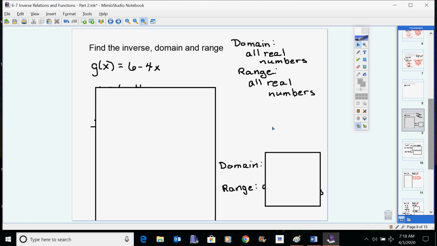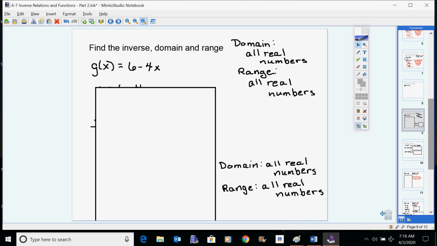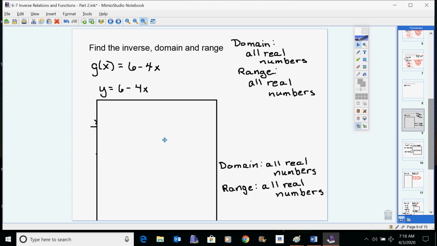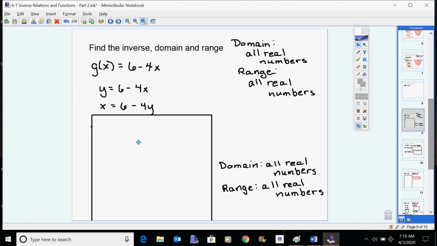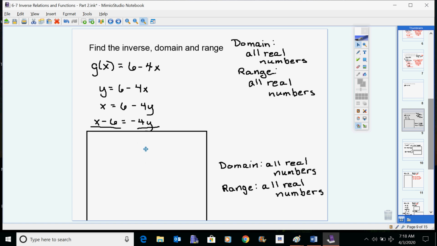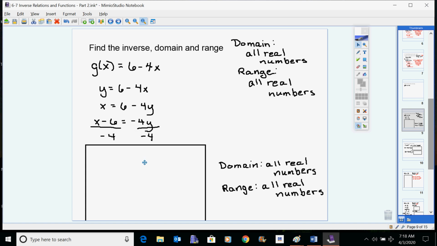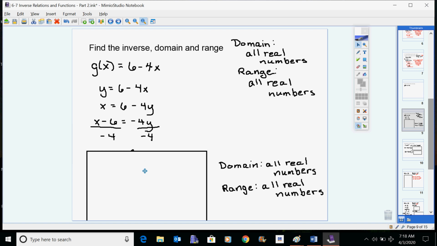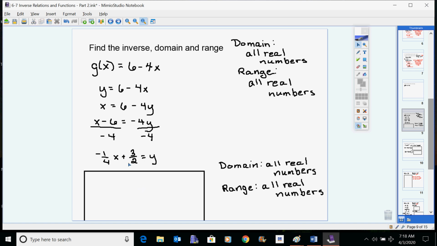So just jumping ahead a little bit, reverse them. It's still the same. The domain and range of the inverse will still be all real numbers. What we need to do next is think of it as a y instead of a g of x. Then switch your x's and y's. And once the x's and y's are switched, then you solve this one for y. Subtract 6, divide by -4, and then simplify that thing.